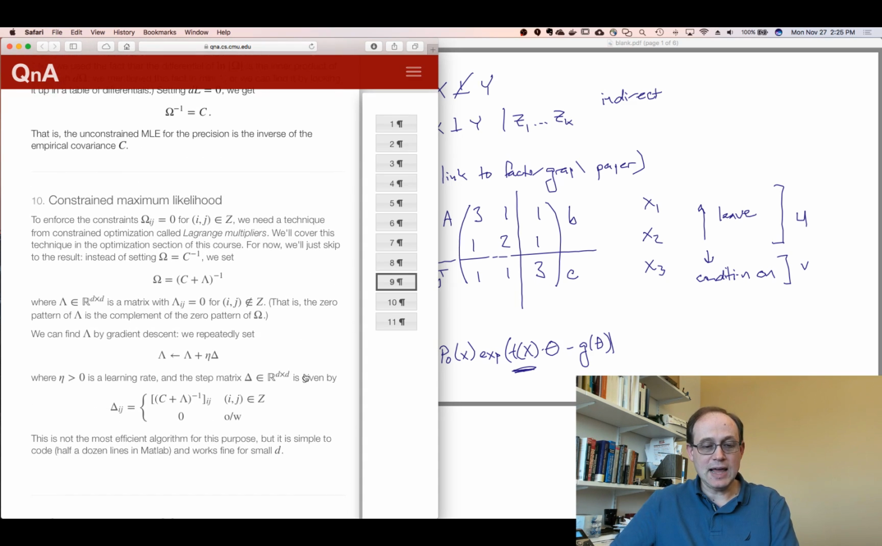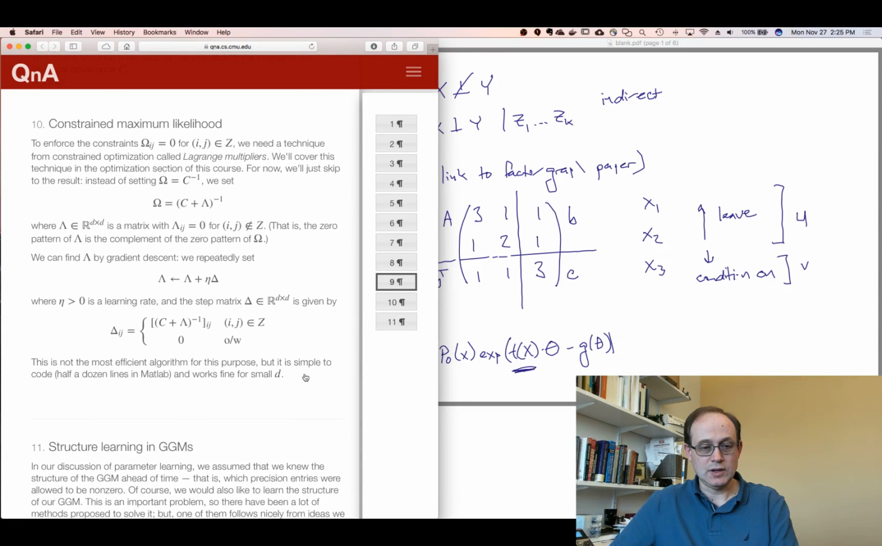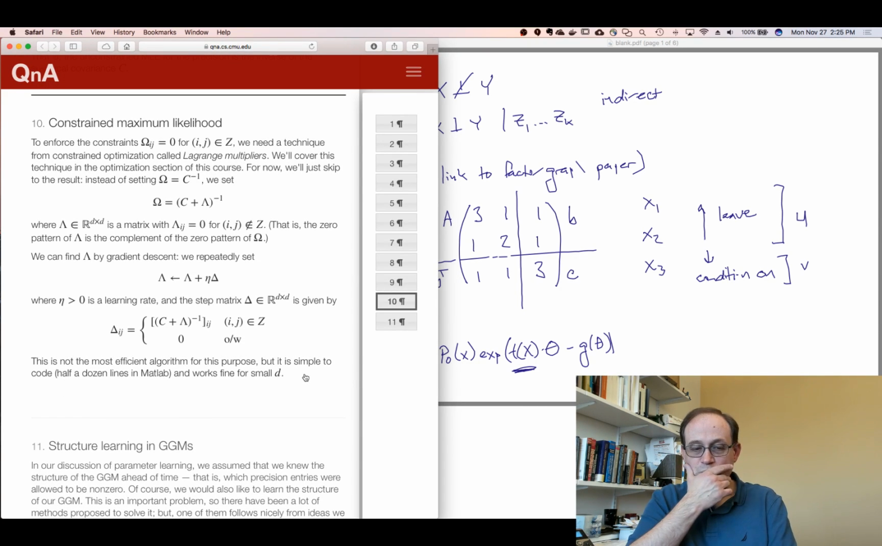But now, what we would like to do is get a constrained maximum likelihood estimate instead. And what that means is we're going to constrain some of the entries of the precision matrix to 0 and ask for the most likely precision matrix under that constraint.